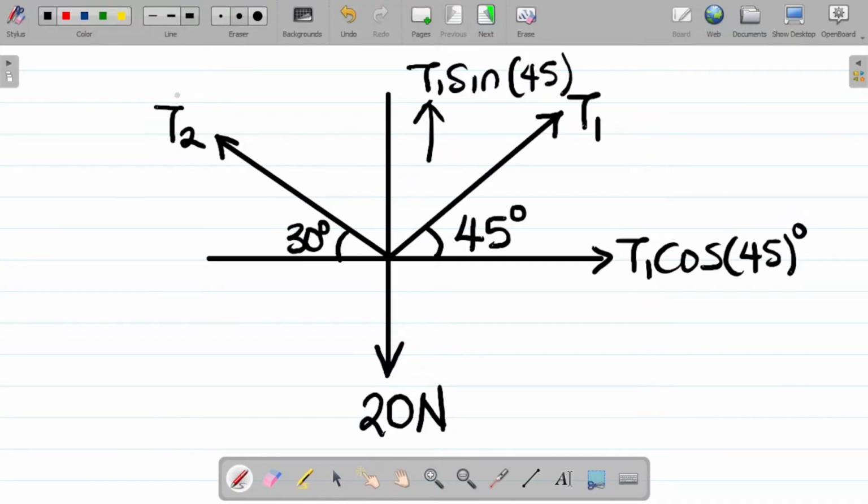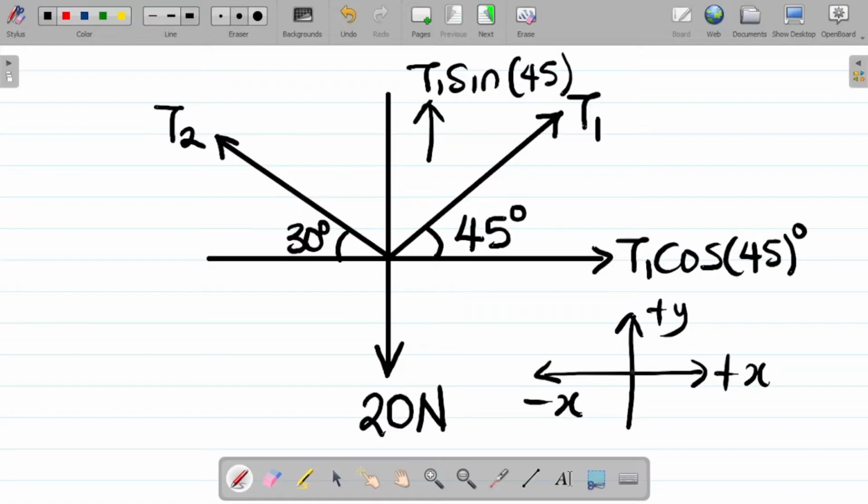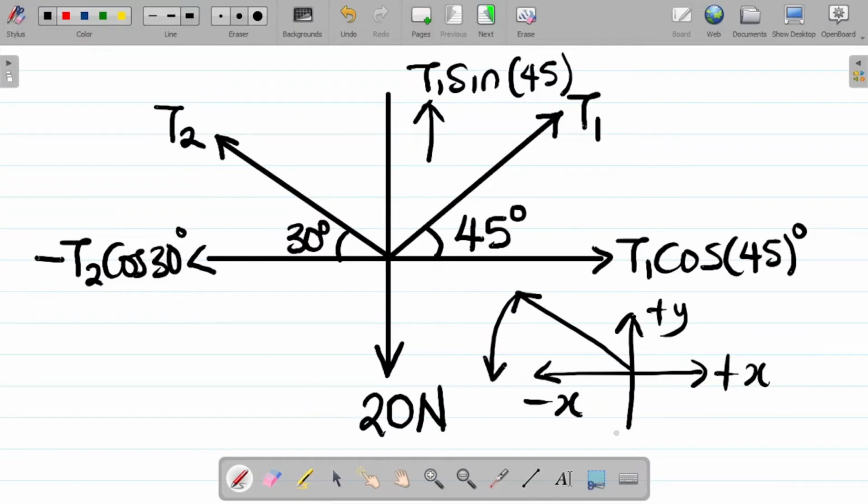For T2, let's resolve T2. The first thing is this: if I have my quadrant like this, this is positive x, this is positive y, this is negative x. In essence, if I have a vector this way and I resolve it this way, it becomes negative. It's in the negative part of x. So if I resolve T2 this way, it becomes minus. So know why I'm putting minus there: minus T2 cos 30 degrees. That's what you have here. Negative because of this. Of course, the one for T1 was positive because I have positive x.